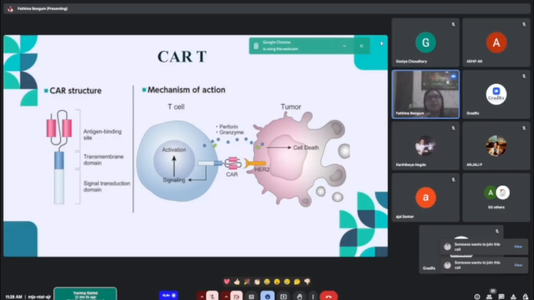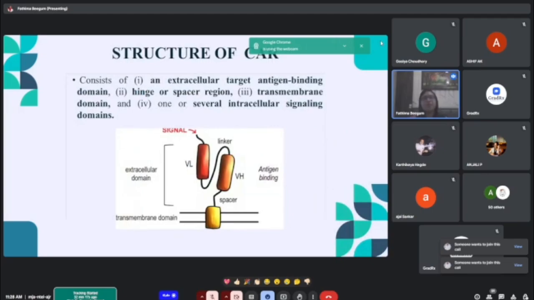So it will bind to the HER2 antigen and cause cell death through various apoptotic mechanisms, either caspase dependent or independent. So we need to learn more about the structure of this CAR. As I told you, the structure mainly consists of an antigen binding domain, which in turn consists of a VL chain, a variable light chain, as well as a heavy chain, which is connected together by a linker, and just below that, a spacer is present.